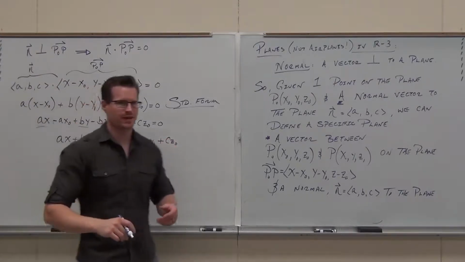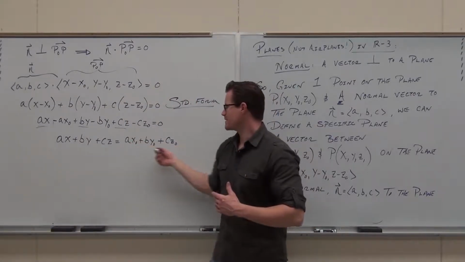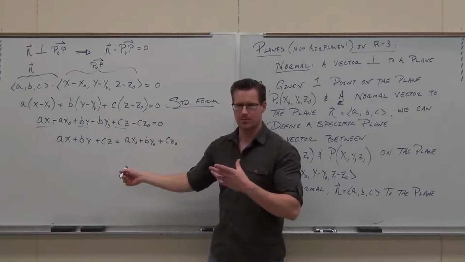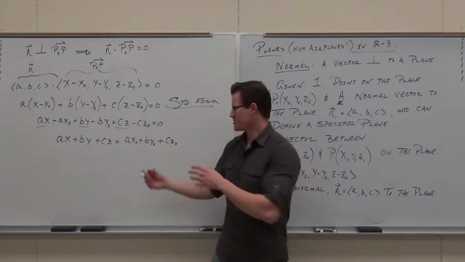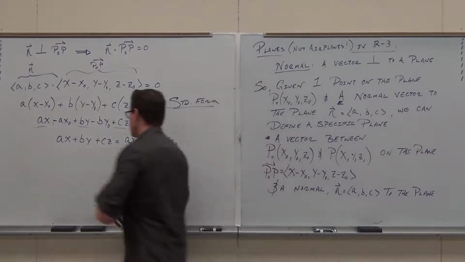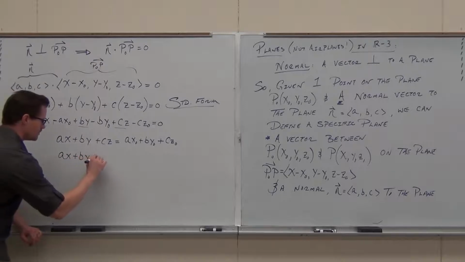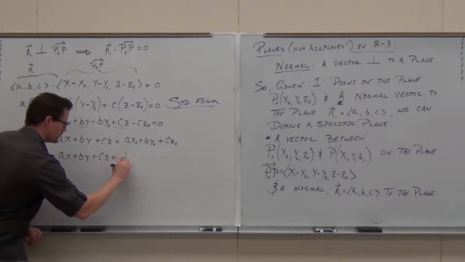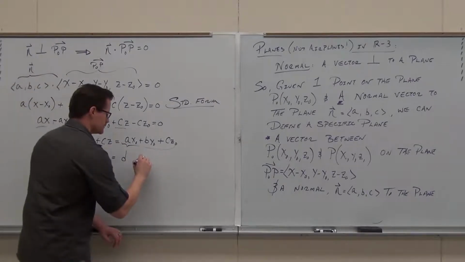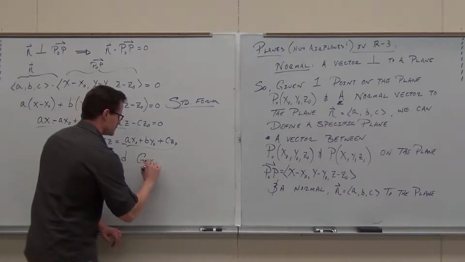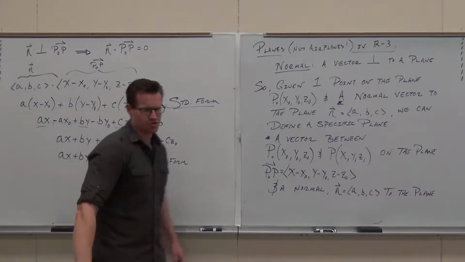Now this all looks very fancy. I don't want you to worry about the fancy. I want you to worry about the next thing. Do you see that this is all going to be one number? Yes. Just a number. We call that number D. That number D is just all the junk. That's general form.